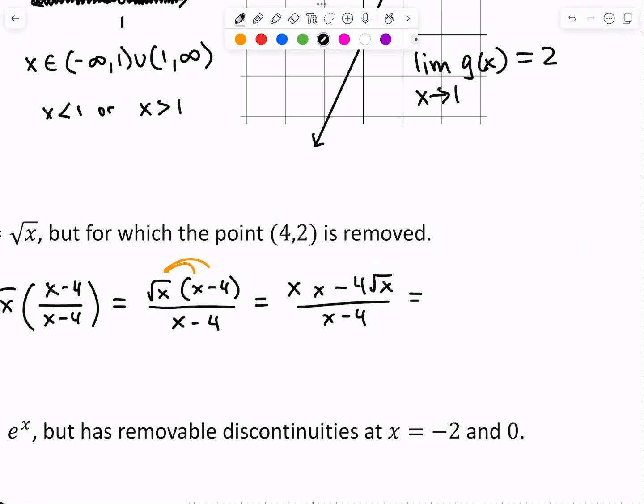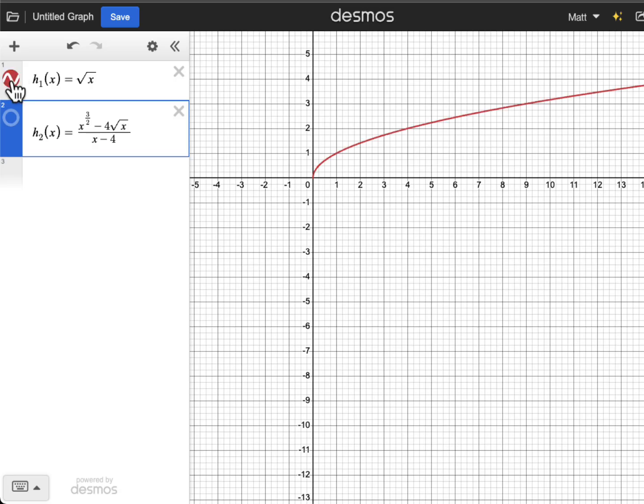Now I can write this another way. Keep in mind that the square root of x means x to the 1/2. Well, that's x to the 1 times x to the 1/2, and I would add the powers. So I can also write this, therefore, as x to the 3/2 minus 4 square root of x all over x minus 4.